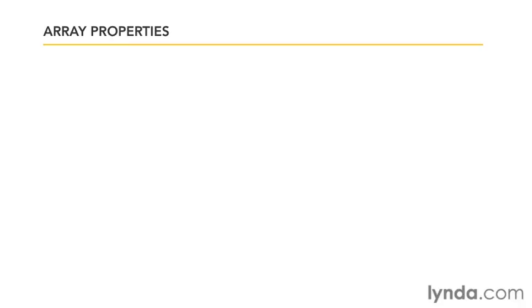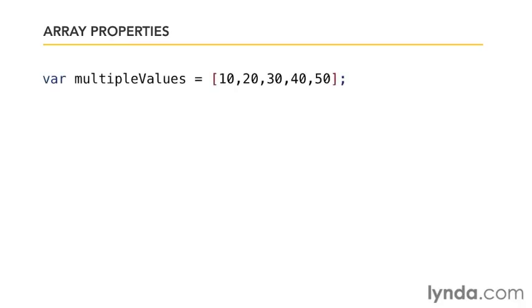Now, because arrays are objects, they have properties, and properties means information that we can get to about them. So if I write a line of code that creates an array and loads it up with some initial values, as in this case, what I can actually do is use the name of the array, in this case multiple values, then a dot, and then I can access the length property. It's information about the array.